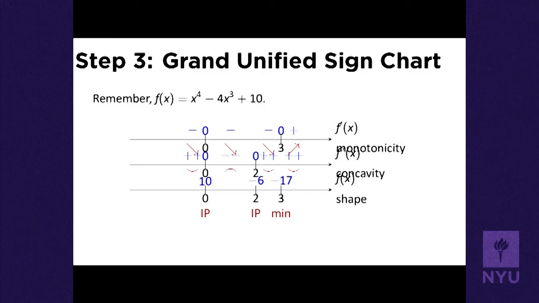And now I'm going to take note of the shape in between these significant points. So when x is less than 0, the function is decreasing and concave up. So which quadrant does that resemble? Decreasing and concave up. Fingers, please.